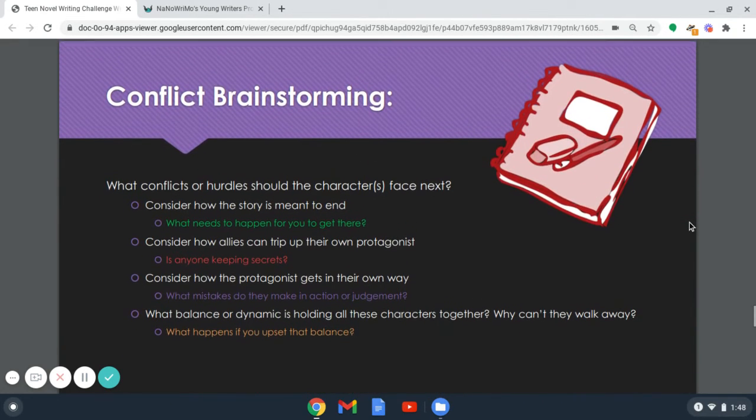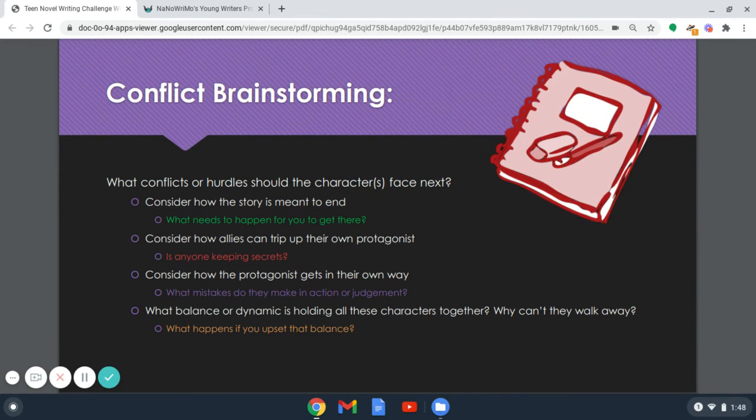All right, so here's an exercise you can start with to kind of brainstorm some ideas for how to create tension and conflict in your story if you don't already have some written down. And what you want to do is consider the conflicts or hurdles that the character needs to face next. So you may be at very different places in your stories as you're writing. Some of you may still be at the beginning, depending on how long your story ends up being. Some of you may be in the middle or towards the end. But you want to consider how your story is meant to end. Hopefully you have a little bit of an idea, even if you don't know exactly what's going to happen.